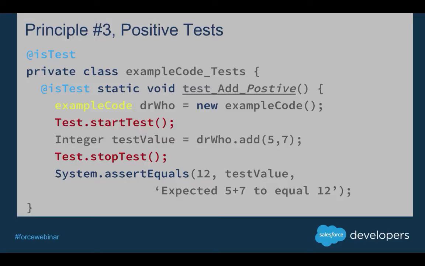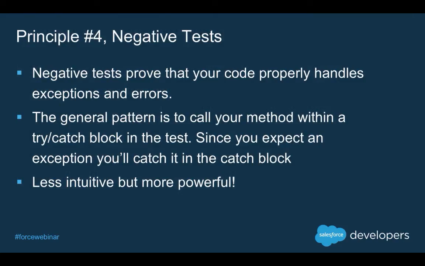So the flip side of a positive test is what I call a negative test. A negative test proves that your code properly handles exceptions and errors that may occur when running, because you can't always assume that the data being sent to your method is pristine, and you've got to make sure that you've got positive integers, etc. The idea here is that you're going to write tests that check for exceptions being thrown and assert that a method exception was thrown. So the general pattern is to call your method within a try-catch block, and I'll show you some code that does this in a second.